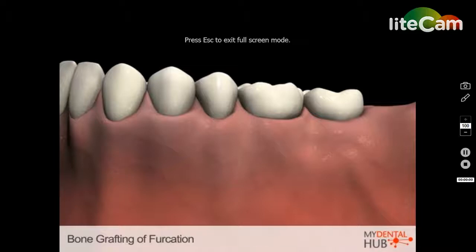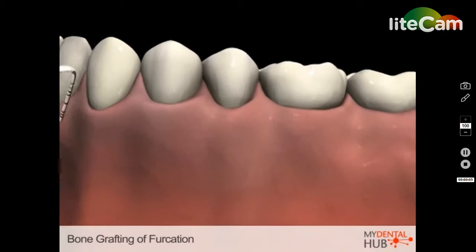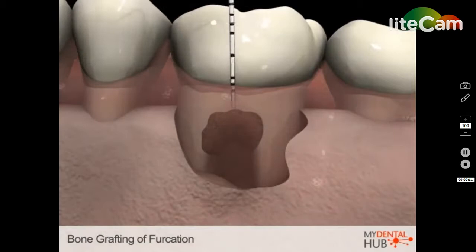Periodontal disease causes bone loss around the roots of the teeth. A furcation defect is created when bone is lost beyond where the roots of a tooth meet. This situation usually requires surgical intervention with bone grafting procedures.